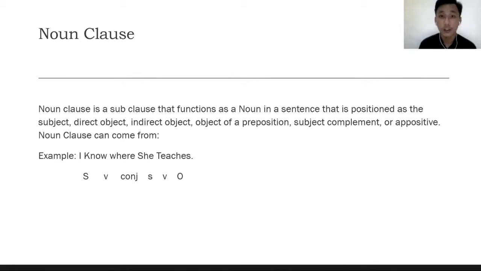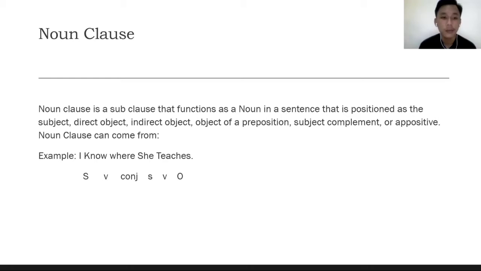Okay, I will continue to explain the material. I start from understanding the noun clause material. What is the noun clause? Noun clause is a subclause that functions as a noun in a sentence, that is, in a position as the subject, direct object, indirect object, object of preposition, subject complement, or an appositive.